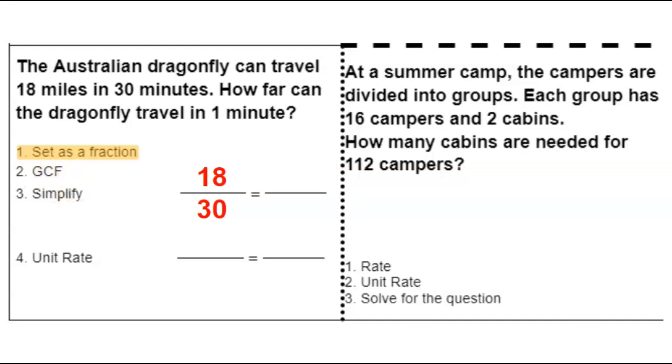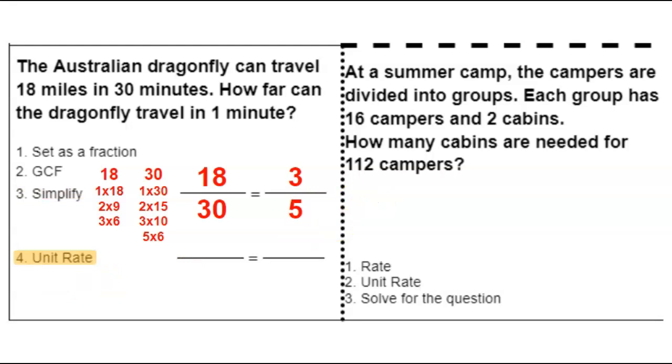So now we need to find the greatest common factor. So with 18, we have 1 times 18, 2 times 9, 3 times 6, and we're done. For 30, we have 1 times 30, 2 times 15, 3 times 10, and 5 times 6. And then we simplify, and their greatest common factor was 6. So 18 divided by 6 is 3, 30 divided by 6 is 5, so it can travel 3 miles in 5 minutes.